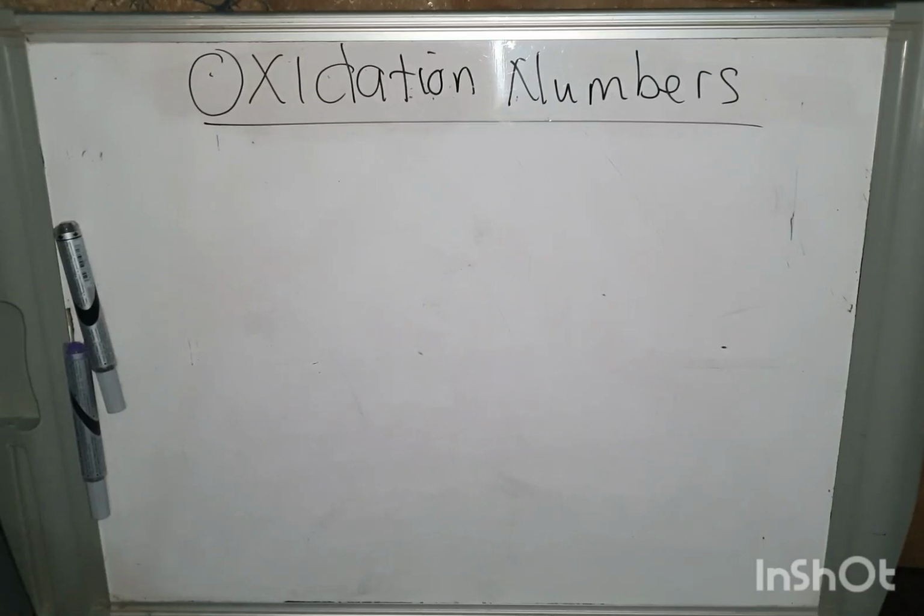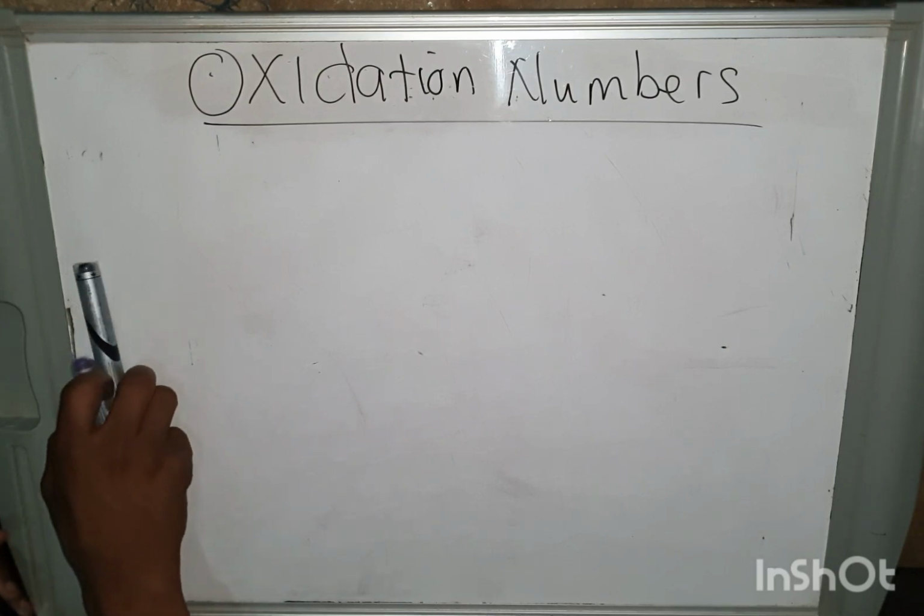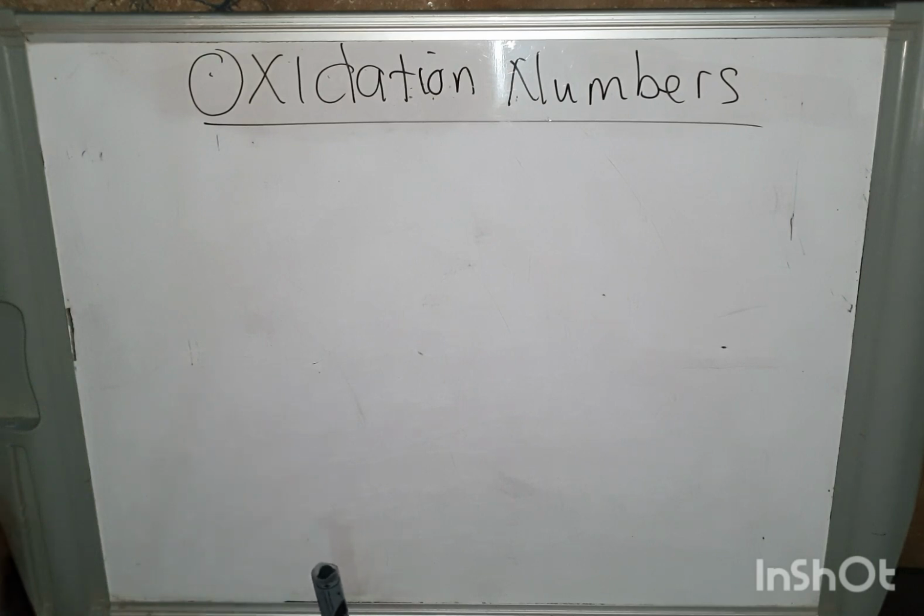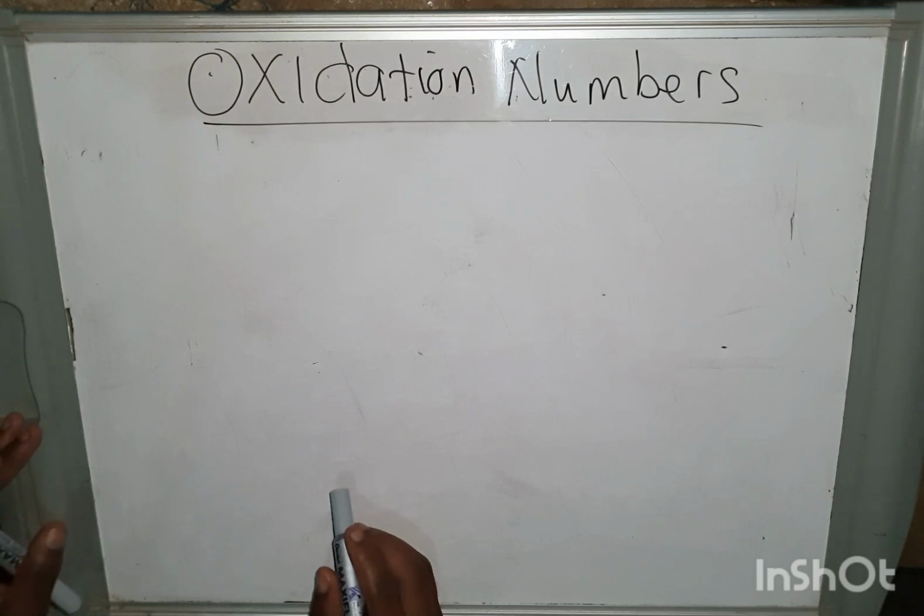In this video I want to explain oxidation numbers. We need to know what oxidation numbers are and how we assign the oxidation number to elements in a compound. Oxidation numbers are numbers which represent the number of electrons which have been gained, lost, or shared.